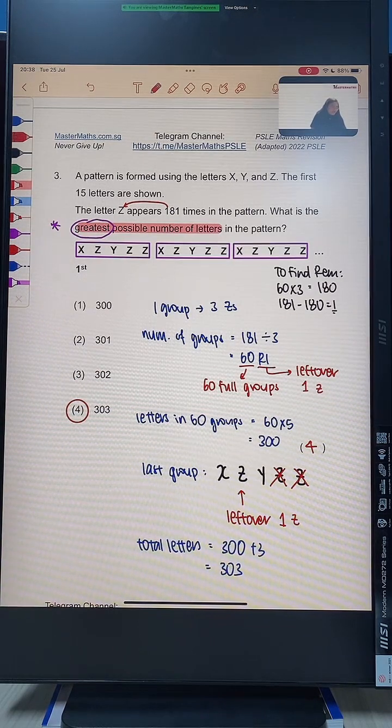Okay, I have a question here, but for the pattern questions, what if they ask, for example, which would be the third letter?